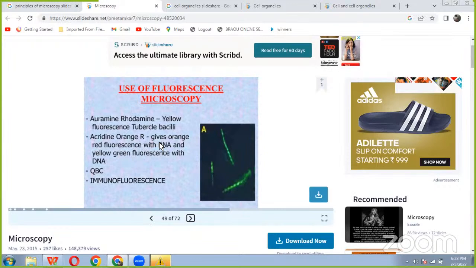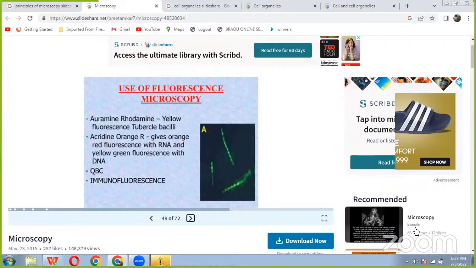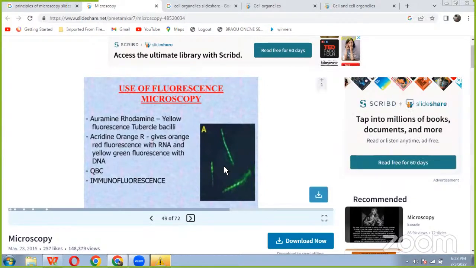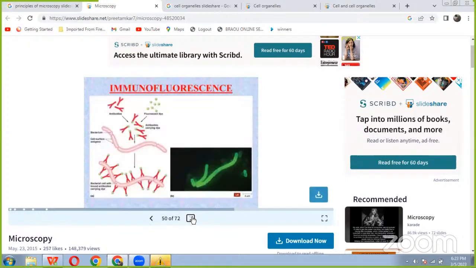Fluorescence occurs with acridine orange also. It gives orange-red fluorescence with RNA and yellow-green fluorescence with DNA. Next, immunofluorescence.